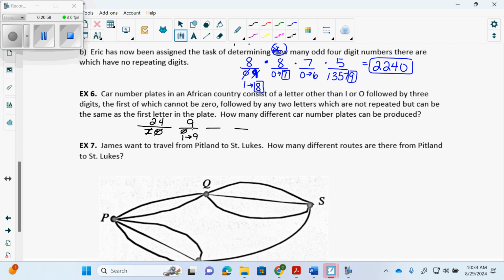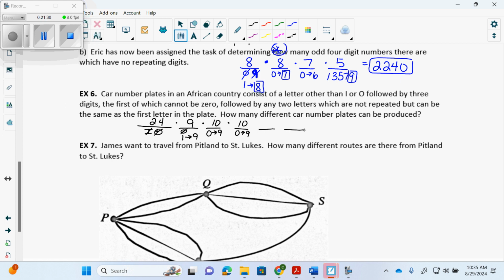Does it say I can't repeat them or anything? Nope, so I assume I can, right? So then the next ones have nothing specified, so they can be 0 to 9. So that's 10 options, 10 options. Don't forget your multiplication dots. Followed by any 2 letters which are not repeated, but can be the same as the first letter. So whatever the first letter is doesn't affect these 2. The only catch is that these 2 can't repeat each other.